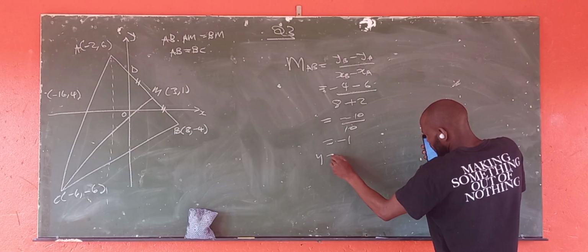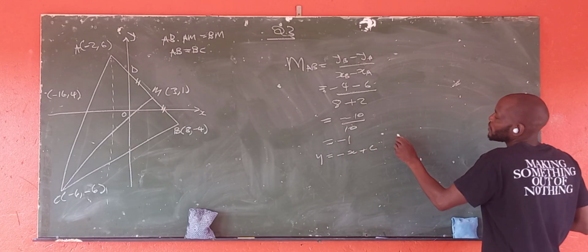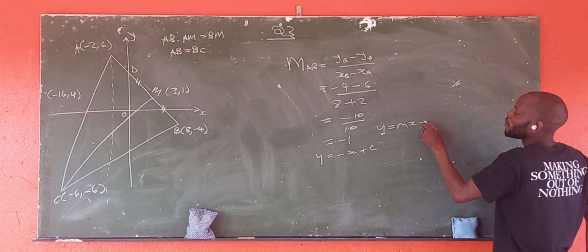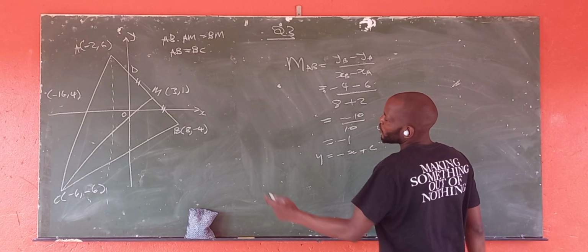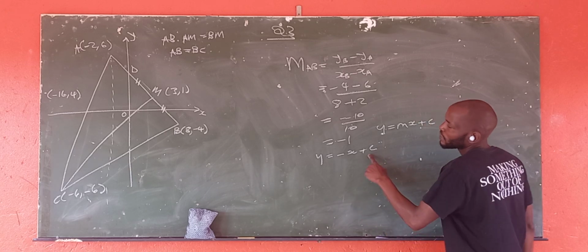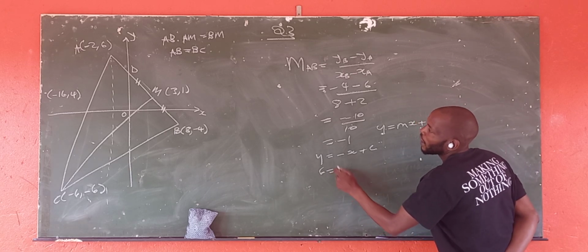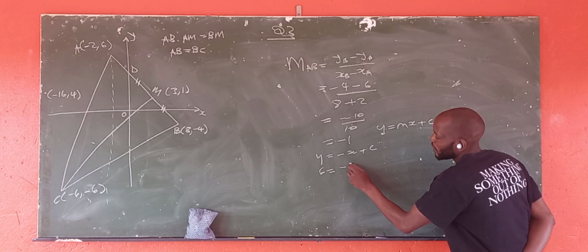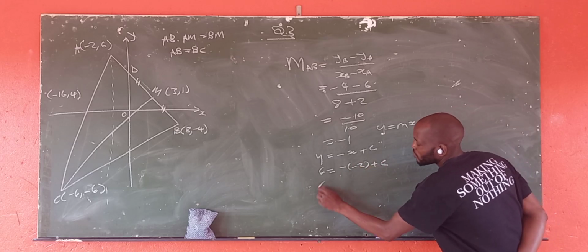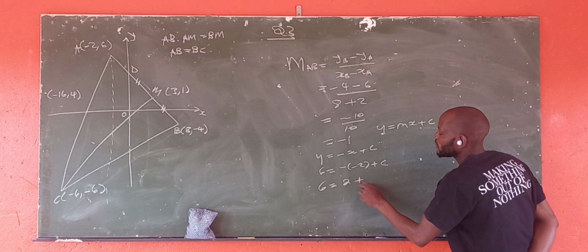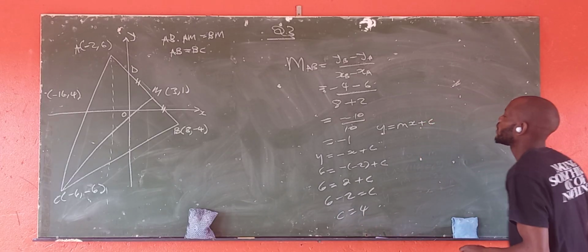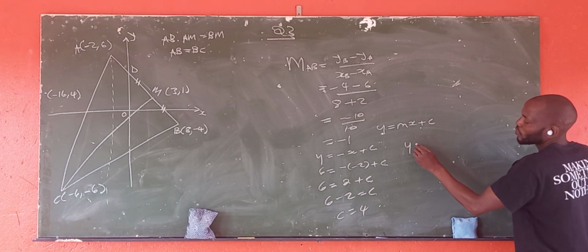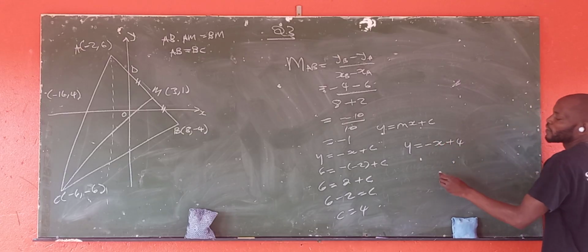So the equation would be y equals minus x plus c, because the equation is y equals mx plus c. So our gradient, which is the coefficient of x, is negative 1. In this case, let's choose 1 point to get the equation. Let's choose y is 6 and x is negative 2 to get c. So 6 equals minus, minus 2, plus c. This is positive, right? So 6 minus 2 gives c is 4. So the equation is y equals minus x plus 4, right?